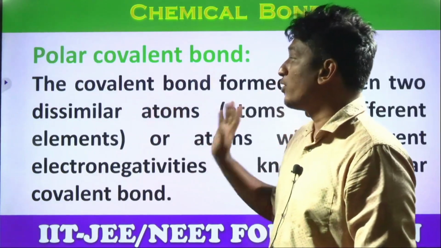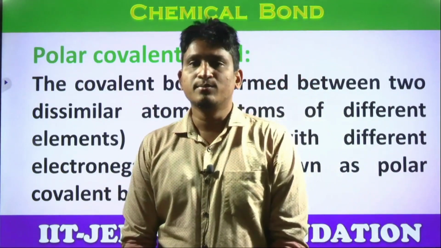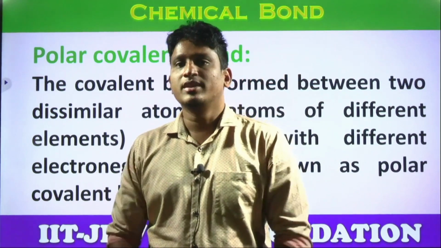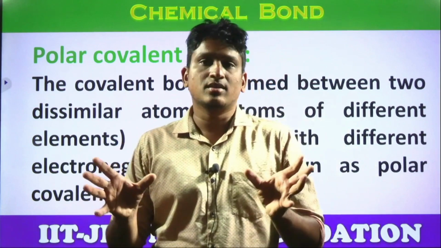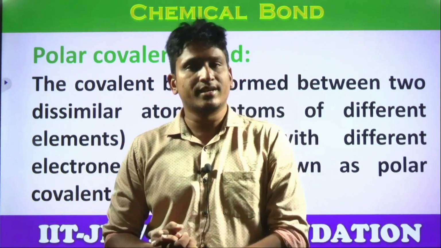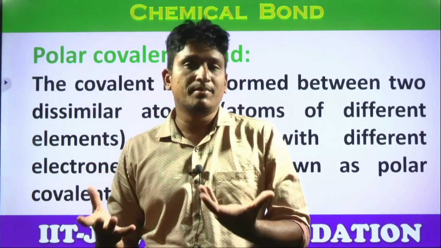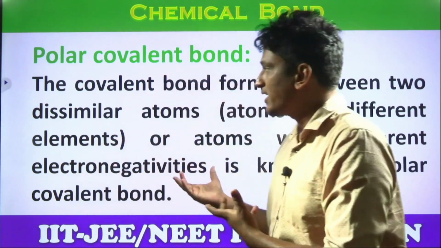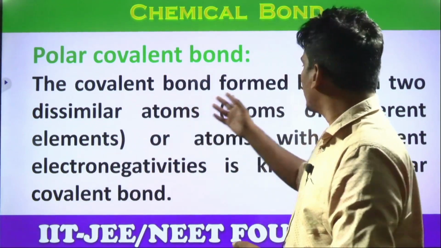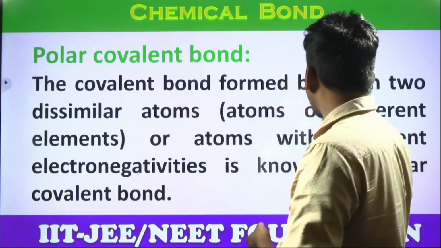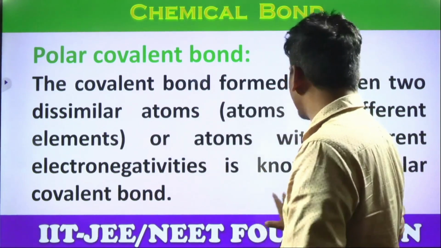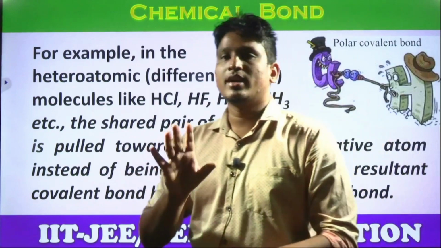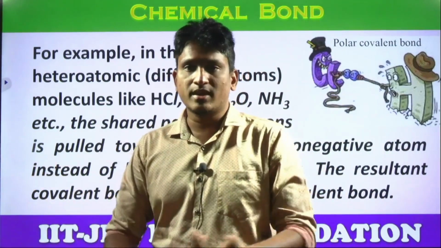So next, polar covalent bond. Polarity, polar covalent bond. This bonding happens, students, between two combining elements which are different elements. When the covalent bond is between different elements, then we can expect a polar covalent bond. The covalent bond formed between two dissimilar atoms of different elements, or atoms with different electronegativities, is known as polar covalent bonding. Different elements definitely have different electronegativities.